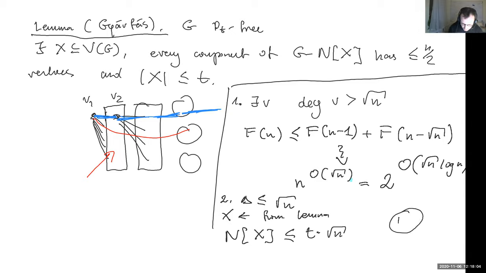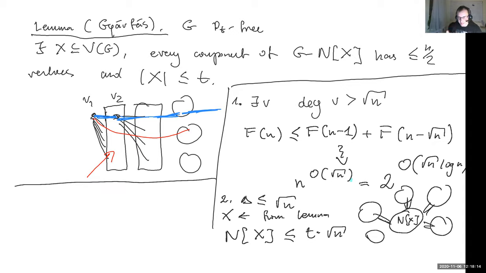So this is my separator N of X. I have a bunch of other components here. And what I can do, I can just guess the intersection of the solution with the separator. I have at most 2 to the size of the separator, meaning T times root n, possibilities, and I recurse on the components. And when we solve it, again, we get this complexity 2 to here. I think I even get this without logarithm.